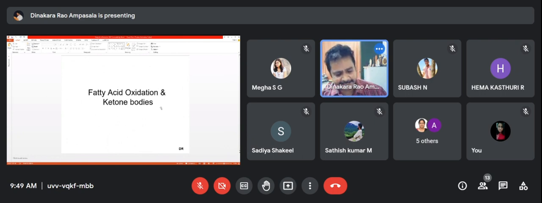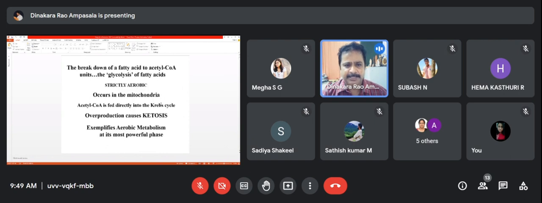Once fatty acid is degraded, oxidized, what are the end products and how they are converted into a type of ketone bodies, and what are the uses and what are the disadvantages with these ketone bodies, we are going to see now. Okay, so now the breakdown of fatty acid to acetyl-CoA units.